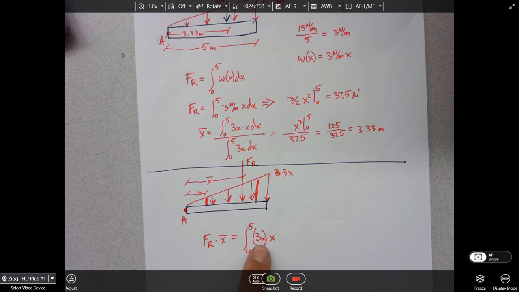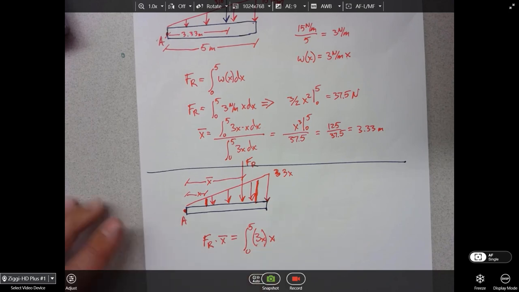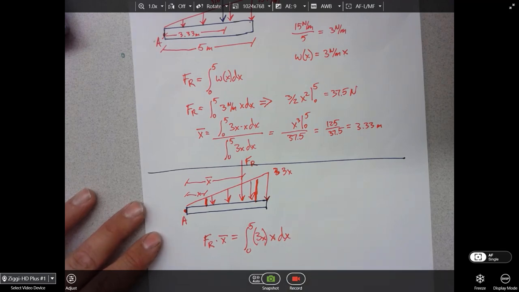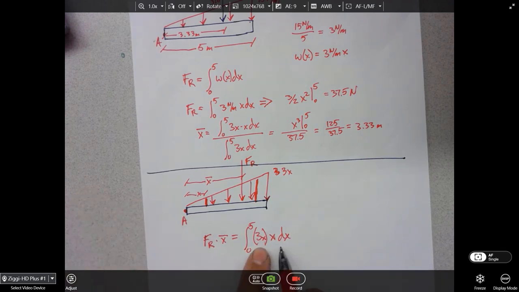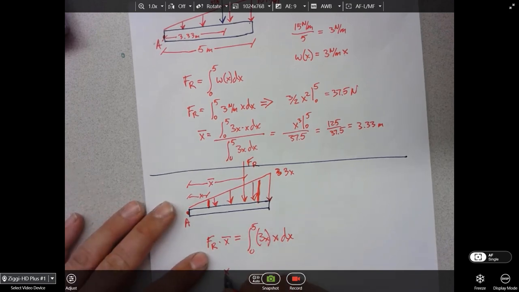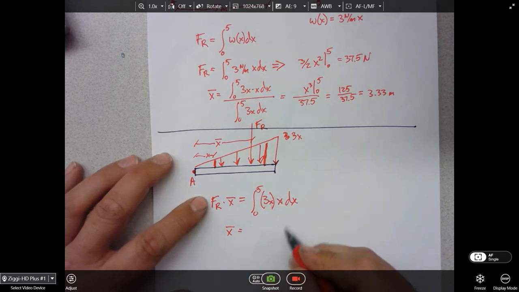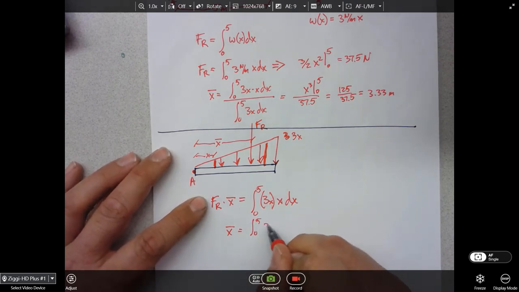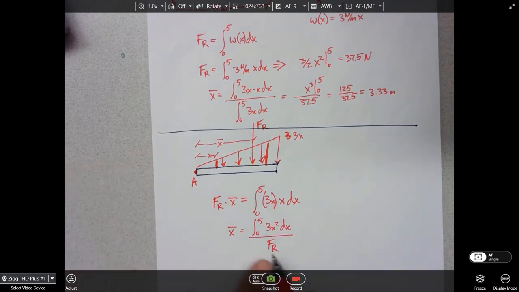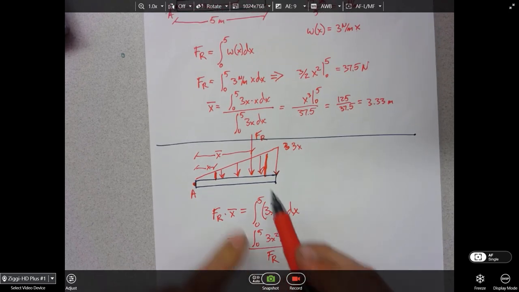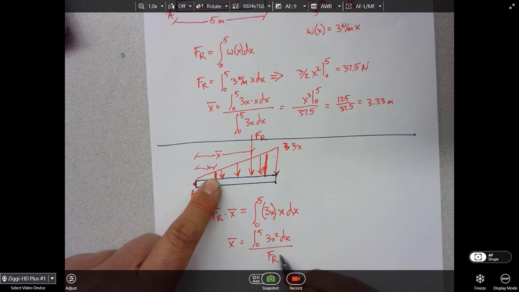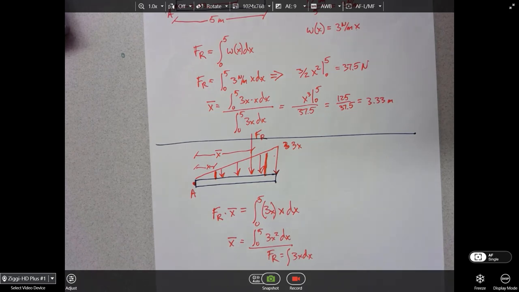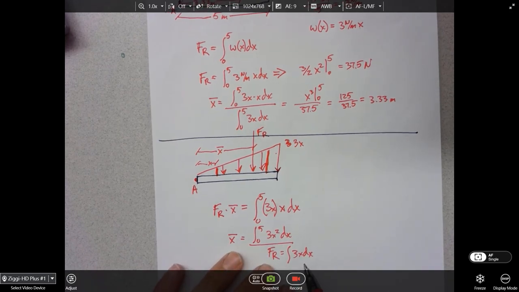So this is the force, this is the distance of that force, and then I need to take that over the length. So good with where I'm getting this? All right, so if all I'm interested in is x bar, then I can divide by the resultant force. So now I have the integral from 0 to 5 of 3x squared dx over my resultant force. But what was my resultant force? It's the area of this, which is equal to the integral of 3x dx. Gotcha, okay. I'm sure there is a better mathematical way to say this, but in engineering terms, that's why. Okay.